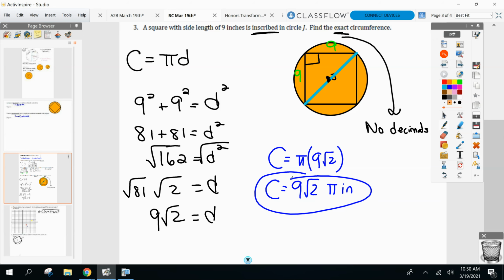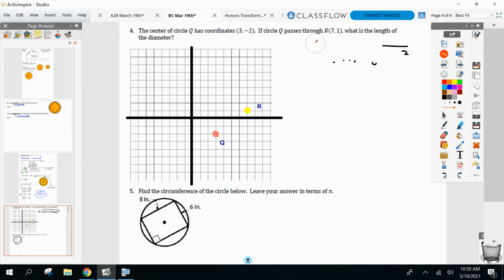Other questions? All right, why don't we hit up a graph here and talk? I'm going to give you the center, which is Q, and then I'm going to give you another point, R, which the circle passes through.